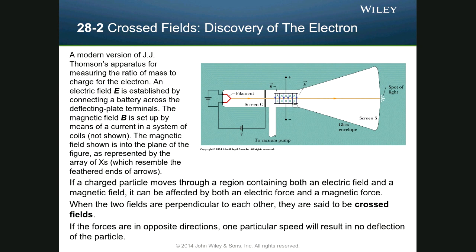All right, so now if a charged particle moves through the region containing both an electric field and a magnetic field, it can be affected by both an electric force and magnetic force. When the two fields are perpendicular to each other, they are said to be crossed fields. And if the forces are in opposite directions, one particular speed will result in no deflection of the particle.